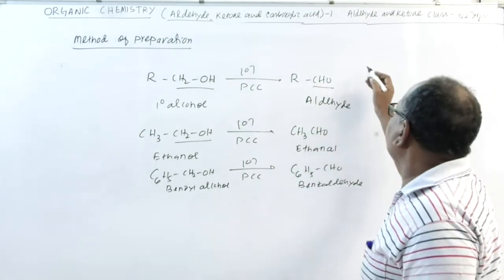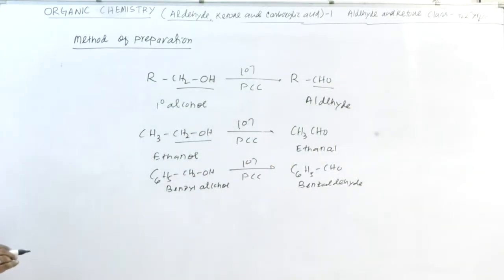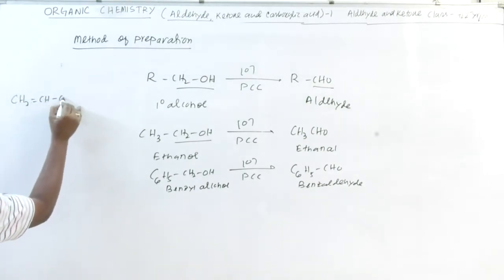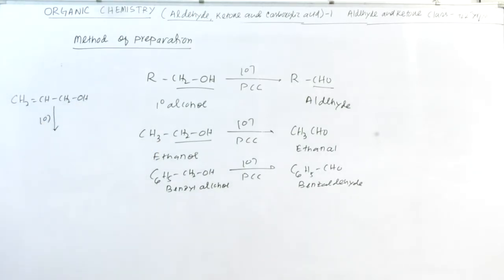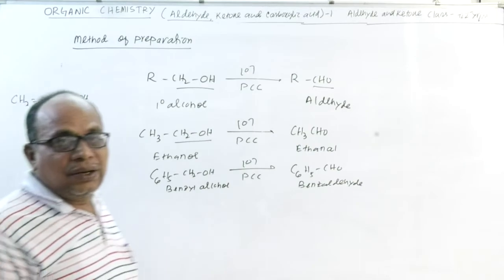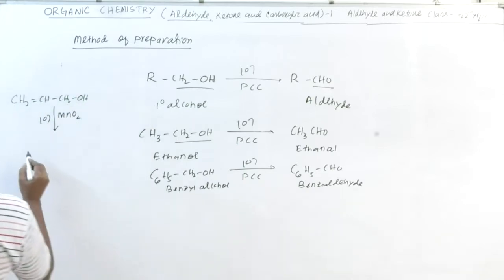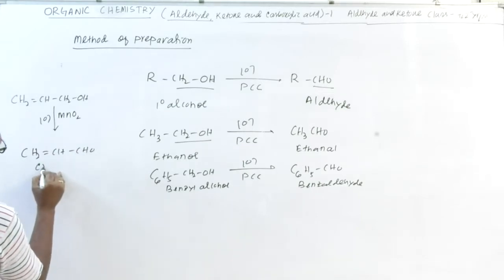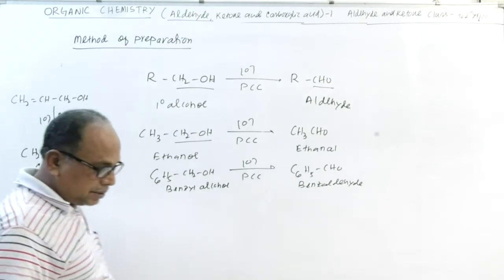Suppose you take allyl alcohol, that is CH2=CH-CH2OH, and oxidize not with this one. This is very specific. This is oxidized by MnO2, a very specific oxidizing agent which can oxidize the allylic alcohol to aldehyde. So this gives you CH2=CH-CHO. This is your acrolein.